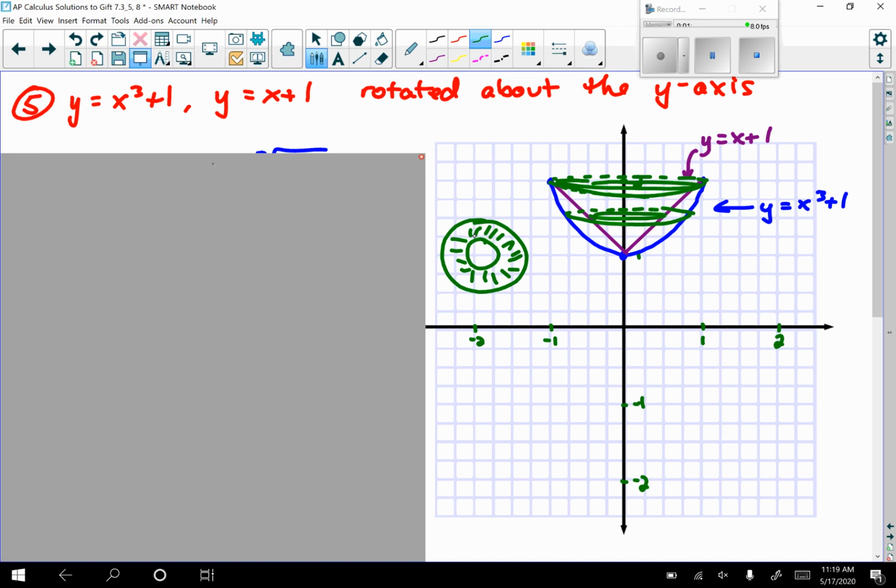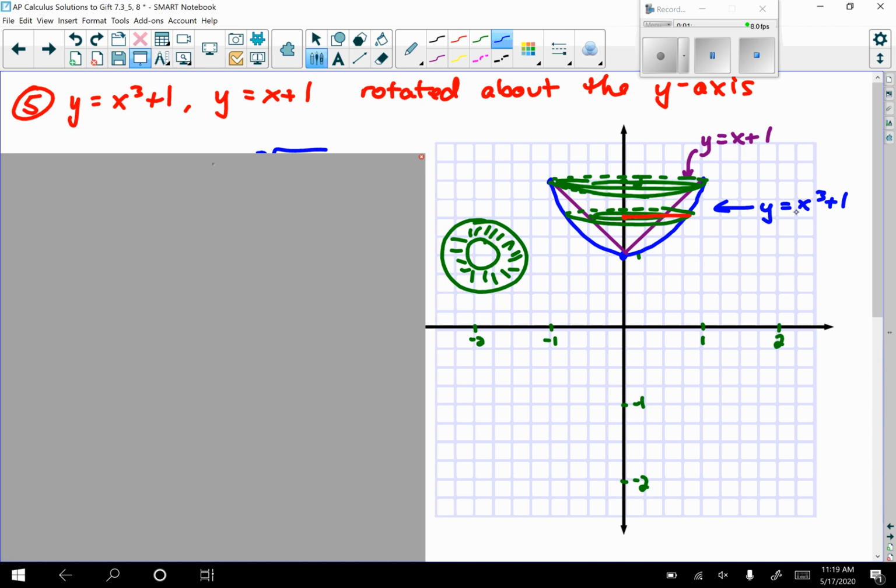First, I need to recognize the length of the radius that reaches the outside, and then the length of the radius that reaches the inside. Looking at this part, let me go with red here. I want to go to the outer radius first. Because this is about the y-axis, we need to rearrange these expressions. We need to integrate with respect to y.